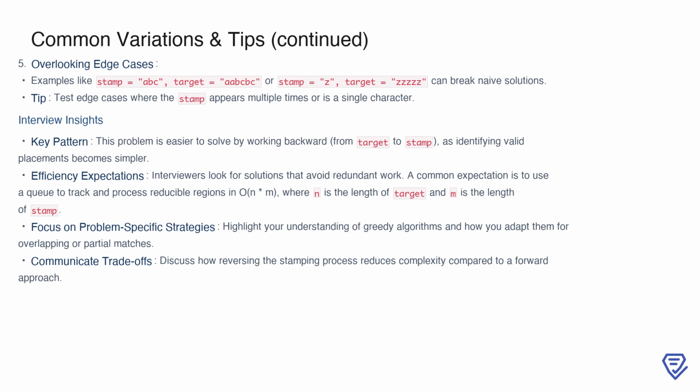From an interview perspective, there are a few key insights to keep in mind. One important pattern here is that the problem becomes easier when approached backward, from target to stamp, because identifying valid placements becomes more straightforward.